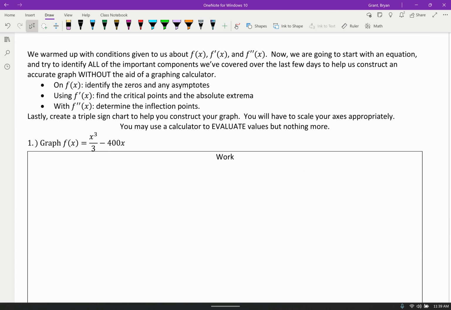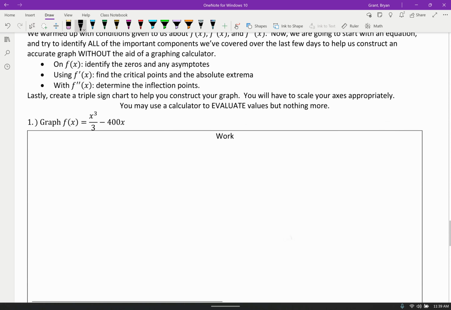Right? And they ask us to go through and find several things about a function. They want us to graph the function x cubed over 3 minus 400x. Whoa, buddy. Now, I don't know much about that graph, but I can find a lot about it. And they're going to ask us to find many things. They're going to ask us to find on f of x the zeros and asymptotes, on f prime the critical points and absolute extrema, and then on f double prime any inflection points. Then eventually we'll need a triple sign chart. There's a lot to this. Now this is not a typical AP question.